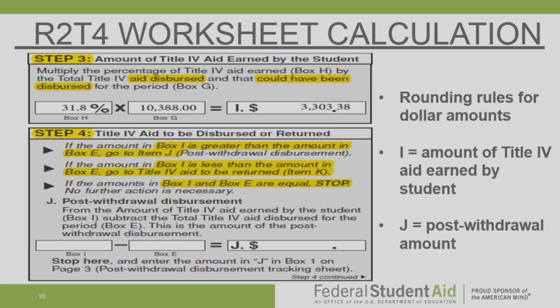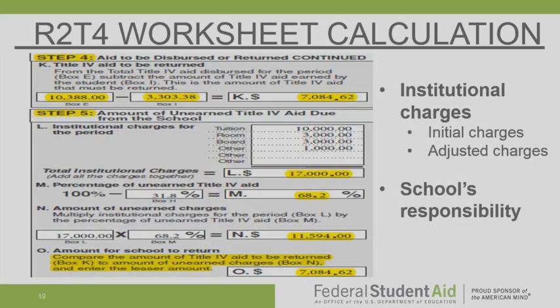Am I over 5 minutes? Okay, that means you don't have to complete J. There is no post-withdrawal disbursement. Now, $10,388 that you've disbursed minus what's earned, $3,303.38, is equal to $7,084.62 that is unearned. This is the amount that needs to be returned.